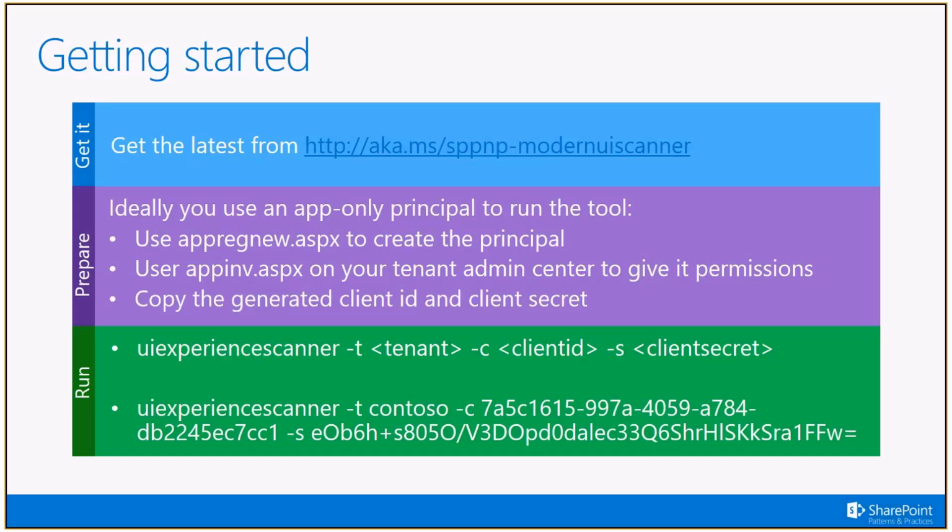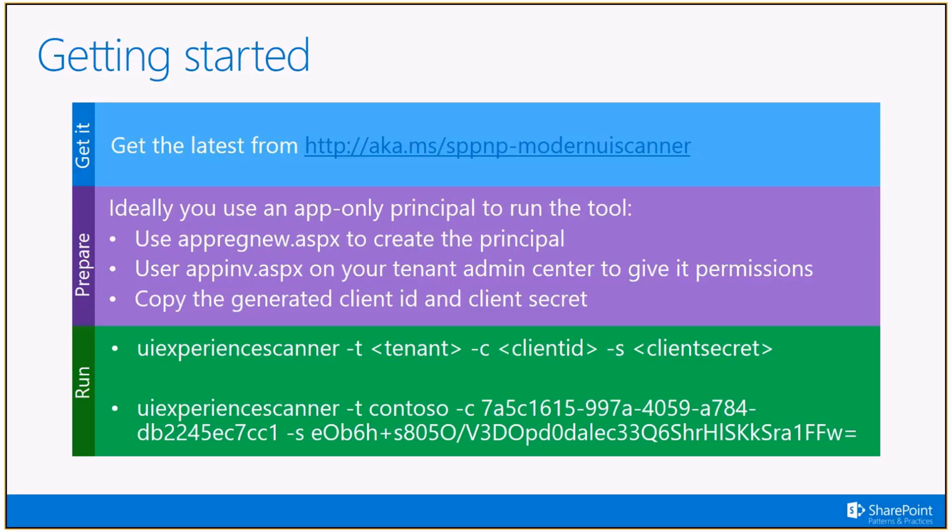So let's get started. Getting started is fairly simple. You go over to our PnP site on GitHub, aka.ms/sppnp-modernUIscanner is shorthand, but essentially it is in the PnP tools repository, and you grab the scanner. The scanner is a zip file which you download. You get one exe that you can execute. So it's one file that you need to run the tool.